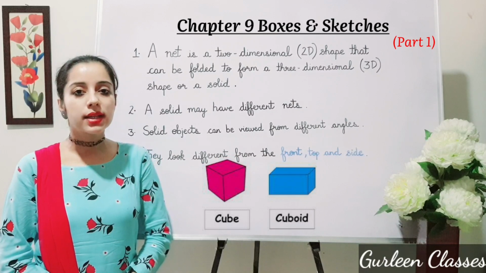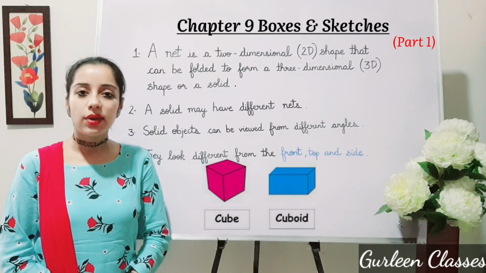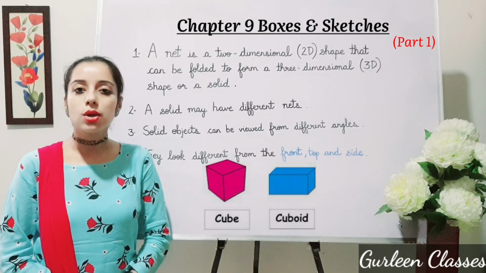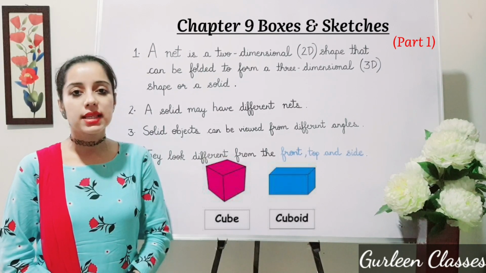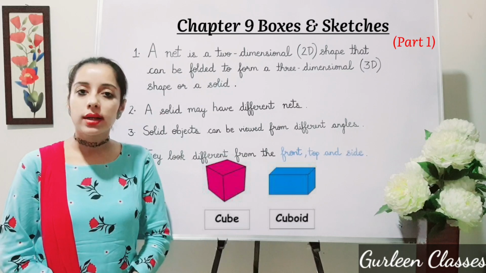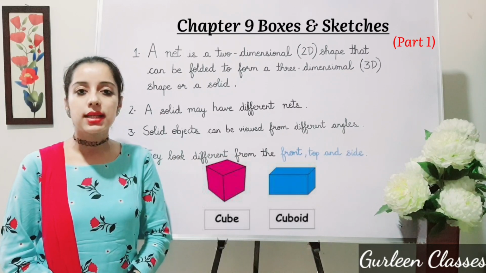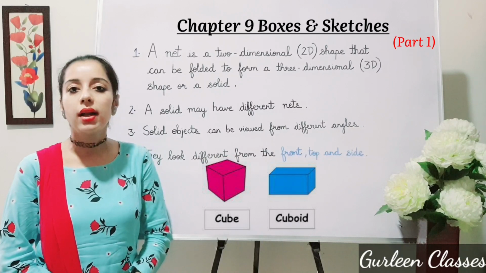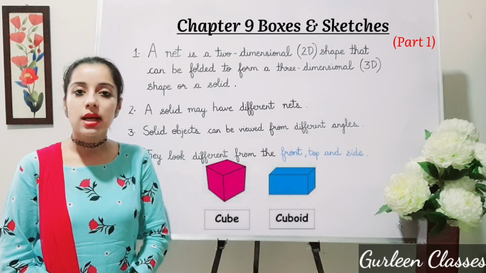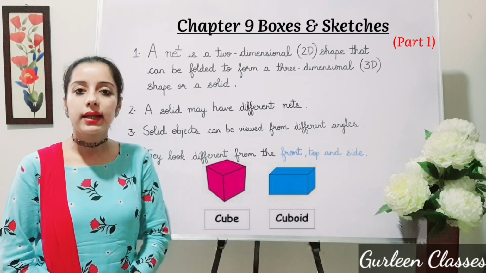So, students, what is a cube? A cube is a three-dimensional figure whose all sides are equal. That is, all its faces are square. What is a cuboid? A cuboid is a three-dimensional shape in which all the sides are not equal. That is, all the faces are rectangles.